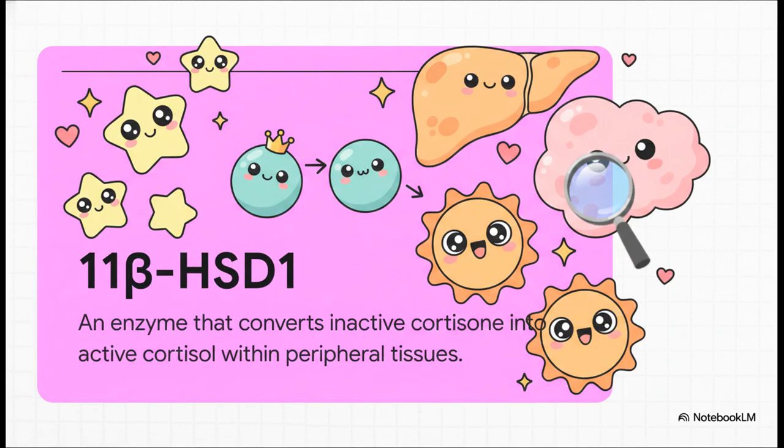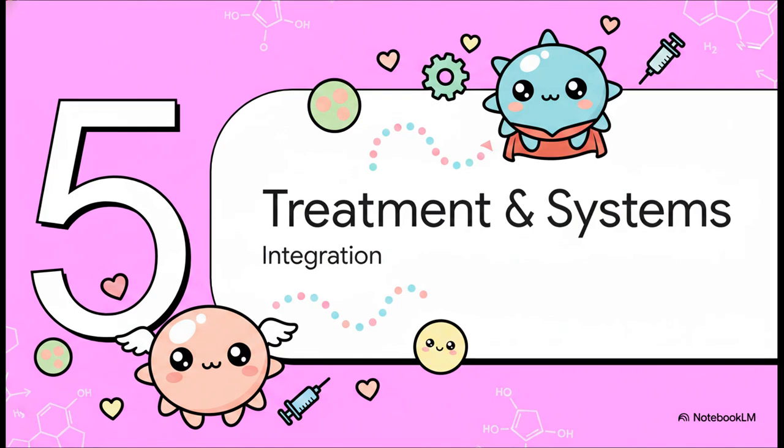On a genetic and molecular level, we also have to consider the enzyme 11-beta-hydroxysteroid dehydrogenase type 1. When there are mutations or even just an enhanced expression of this enzyme, it increases the local conversion of inactive cortisone into active cortisol, right inside peripheral tissues like the liver and adipose tissue. This essentially increases local tissue sensitivity to cortisol and drives visceral obesity, completely independent of whatever the circulating adrenal cortisol levels might be.